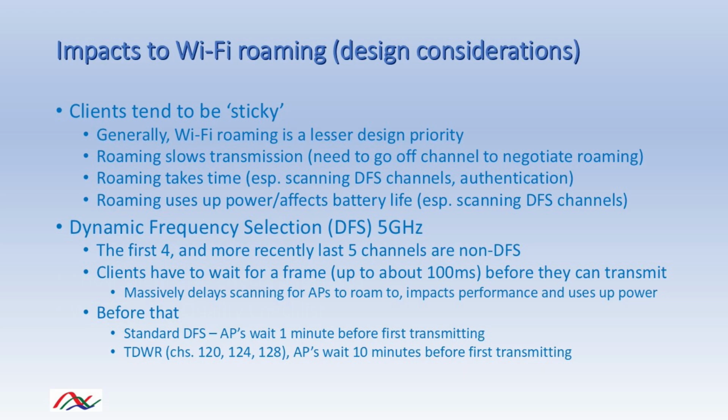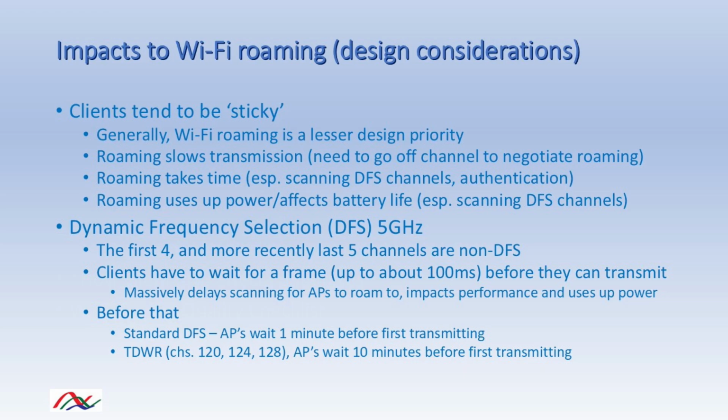Roaming slows transmissions because in order to roam, the client has to go off-channel to discover other APs on other channels it can roam to, and talking to each prospective AP takes time and uses up battery power. On top of that, extra delays are introduced by a regulatory feature of 802.11 called Dynamic Frequency Selection, or DFS. Because Wi-Fi can be used outdoors, DFS requires Wi-Fi devices to wait before transmitting on most 5 GHz channels, because other services, typically radar, may be sharing the channel.